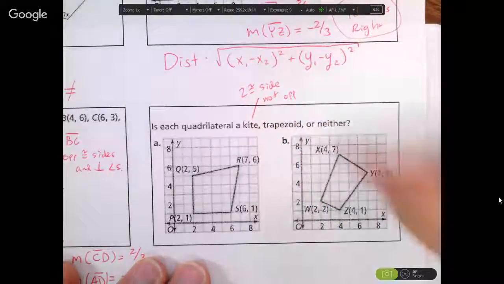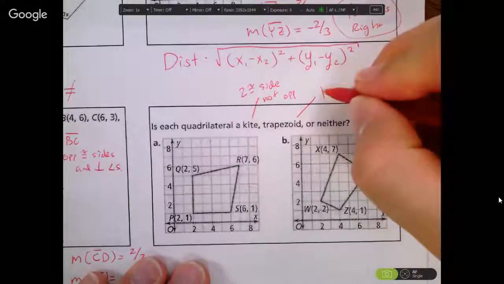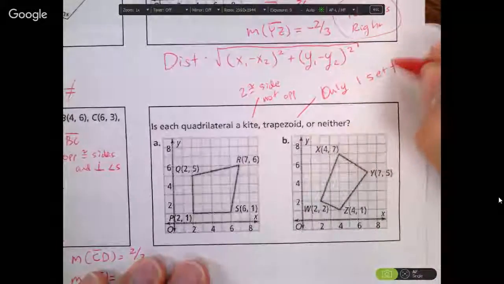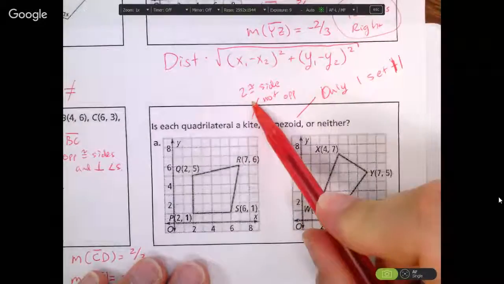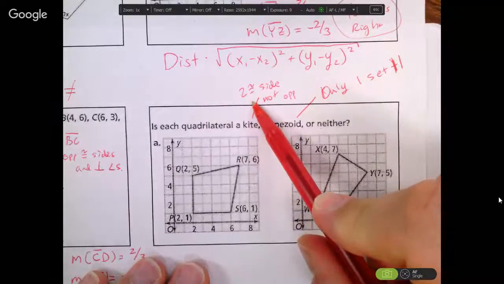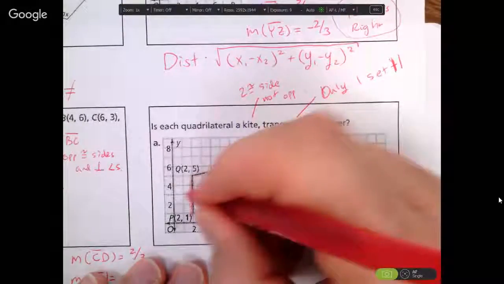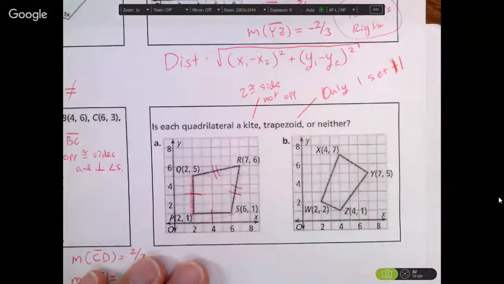Okay, and then how about a trapezoid? One set of parallel sides. Only one set parallel. So basically, the first question is asking us to find the distance. If I can find the distance and show that this distance and this distance are the same, and then I can show that this distance and that distance are the same, then I can say it's a kite. Because I just counted 4 squares for the first. It's literally just 4 squares here.